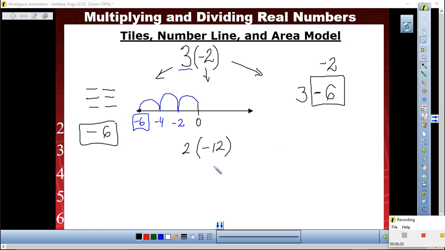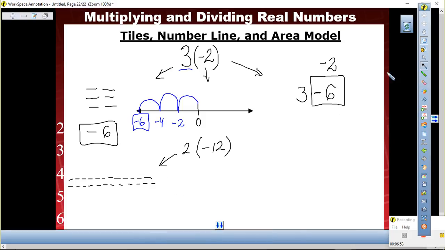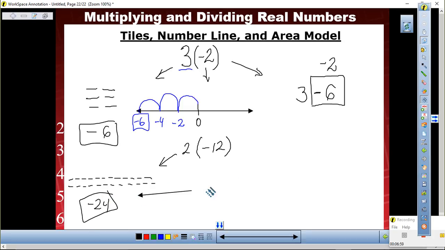All right, let's see. Using tiles: 1, 2, 3, 4, 5, 6, 7, 8, 9, 10, 11, 12. How many times? Twice. Is that 12? Oh, I put 1 extra. So the total is -24. With the number line, fairly simple, the same thing. The first jump should be at -12. How many times do we do that? Twice, and we land at -24.